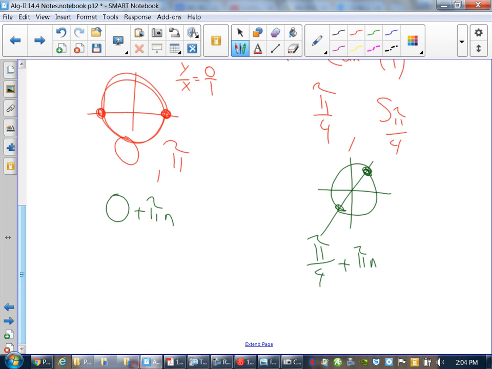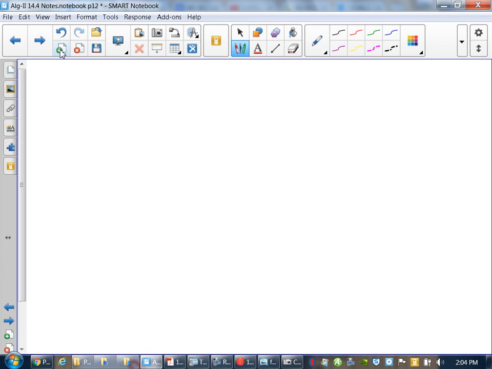Yes, ma'am? So when there's only one value, then it'd be plus 2 pi n? Like, right there's 2 points. But when there's only 1 point, isn't it plus 2 pi n? What happens if you have a sine value where you have 5 pi over 6? I'm saying, what if it were just pi over 6? Then yes, it would be pi over 6 plus 2 pi n.